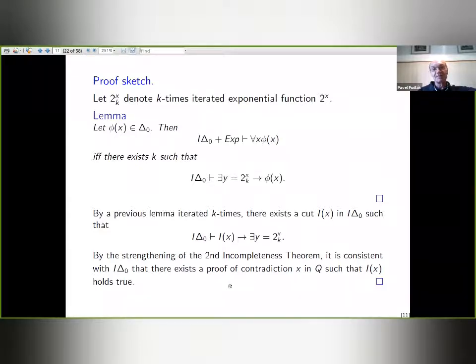Yeah, so if I delta 0 plus exponentiation proves that Q is consistent, and it also proves that I delta 0 is consistent, it has to prove it using a constant number of iterated exponentials. But we also can consistently find a proof of contradiction in I(x), for which a constant times iterated exponentiation exists. And this leads to a contradiction, so this is not possible. So sorry for a bit confused proof, but the essence is clear: provability in exponentiation is the same as provability from a sufficiently large number, and we can ensure the sufficiently large number, not in general, but in a cut in which we can have a contradiction.